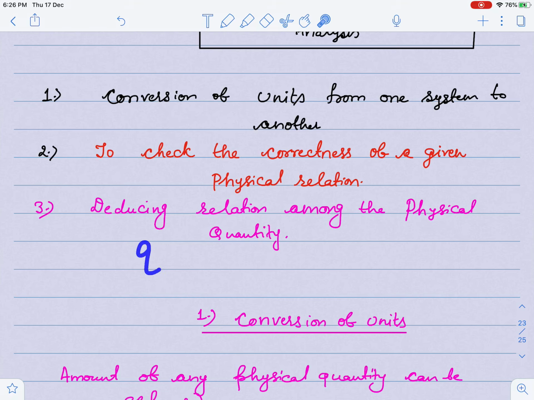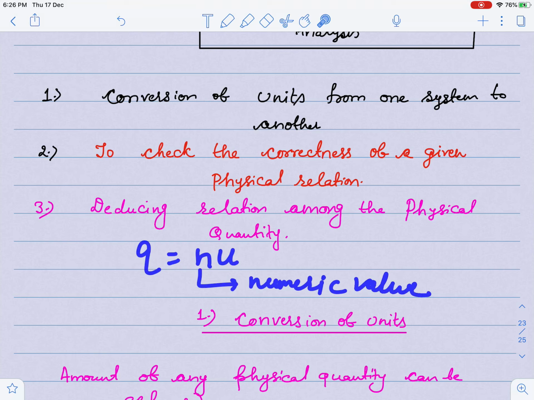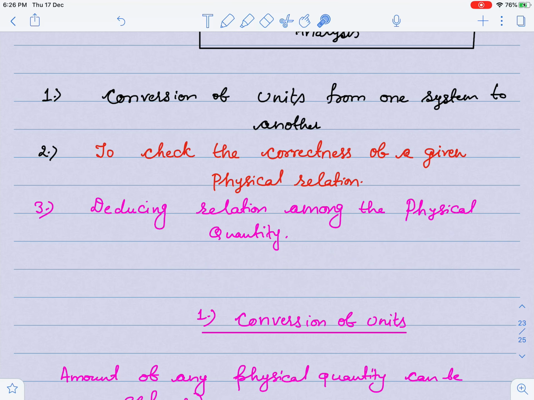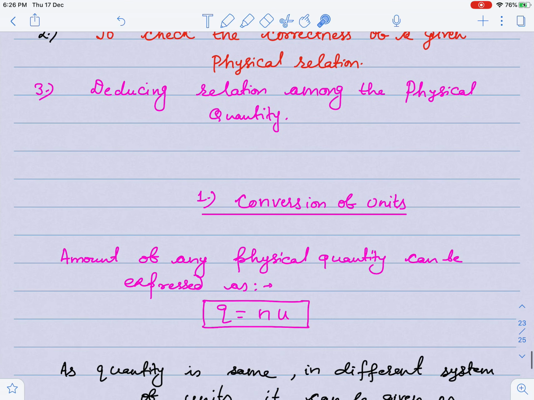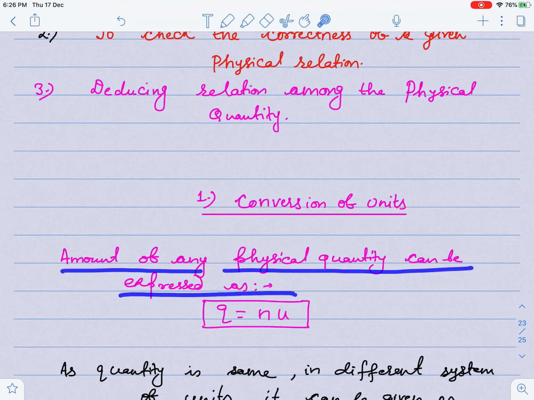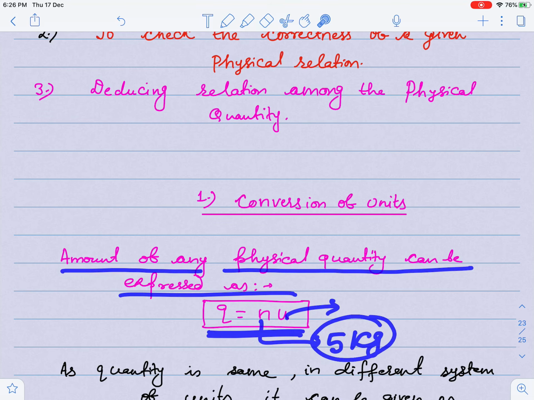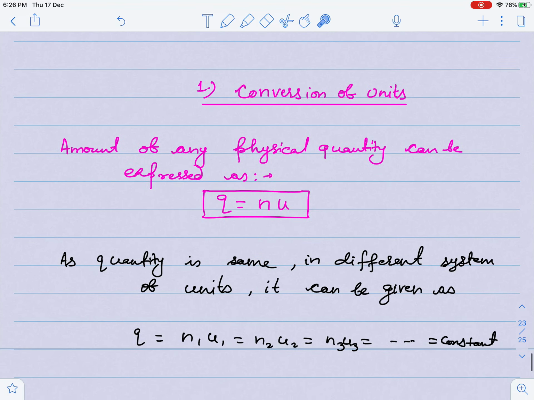As you all know, guys, a physical quantity Q can be written as n into u, where n is the numeric value and u stands for units. Like I can write 5 kg, so 5 is your numeric value and kg is your unit. So any physical quantity can be expressed as Q is equal to n into u, where n is the numeric value like 5 and u is the unit like kg.